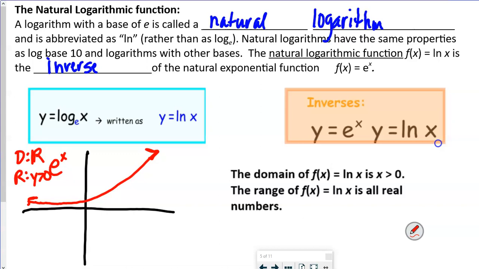Now when we talk about the graph of ln of x, it's going to come up and go out like that. So this one's domain is going to be x is greater than 0, and our range is now going to be all real numbers.